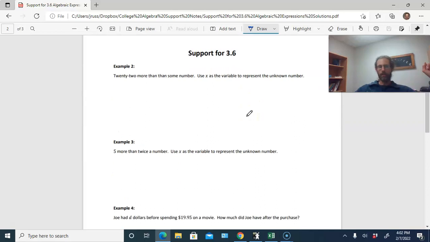Example 2, 22 more than some number. So again, we're going to use x to represent this unknown number, and then 22 more than. So more than is going to connote addition. So this one you could write x plus 22, or you could write 22 plus x. The order doesn't make a difference because we're adding. And order does not matter with addition, guys.